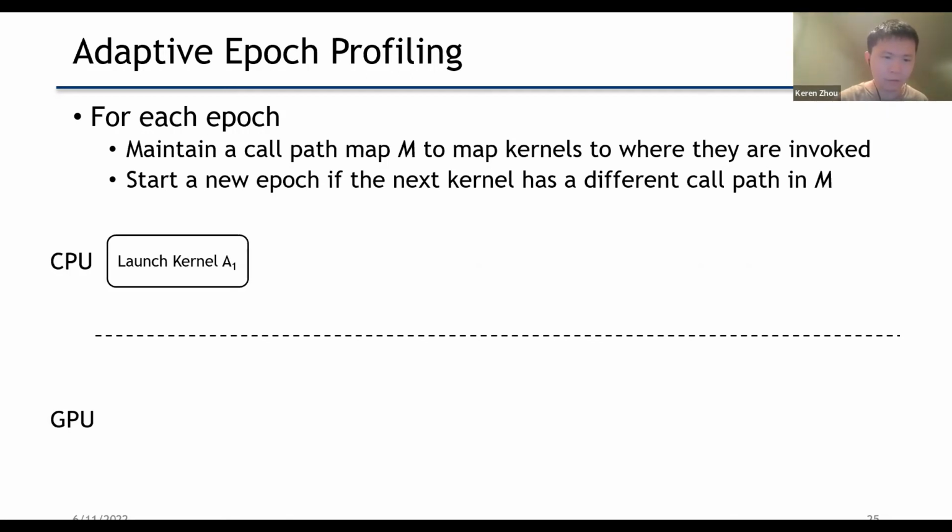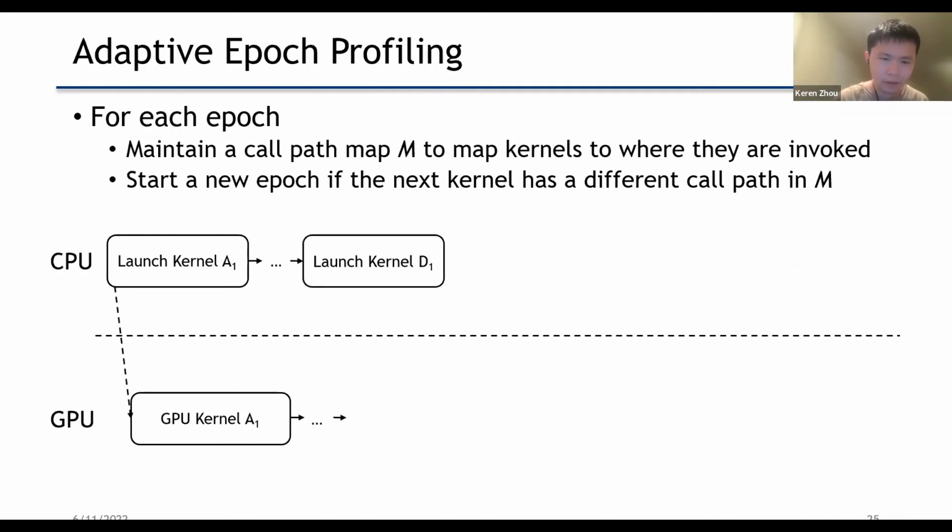Next, I will go through a simple example to illustrate this adaptive epoch profiling method. Suppose we have both a CPU and a GPU timeline. At first, we launch a GPU kernel K1, which means kernel K at the first call path. Next, we keep launching GPU kernels without stopping.